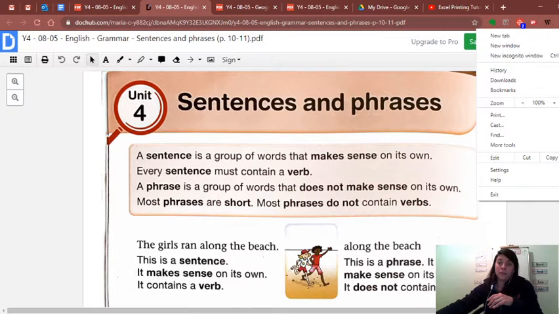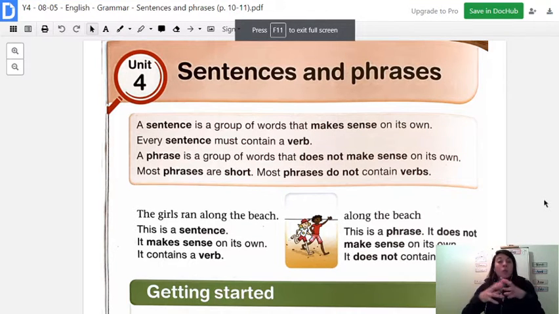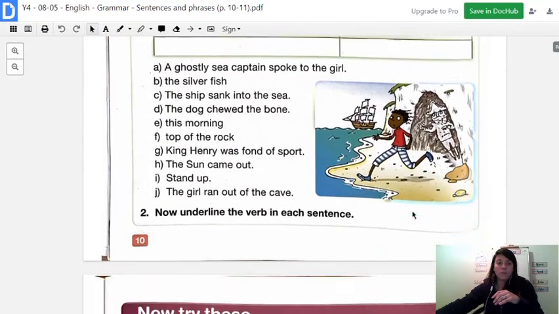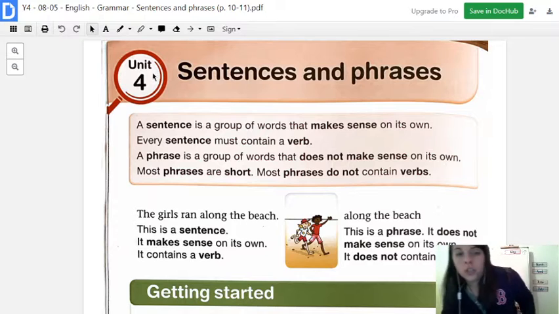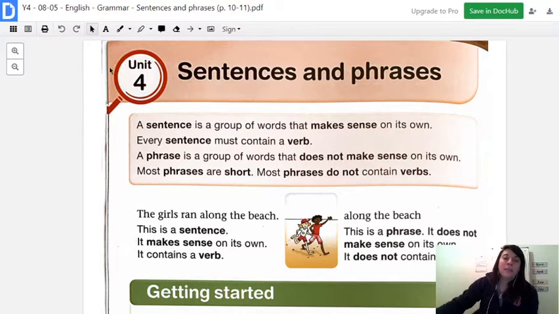worksheet that is scanned from our grammar book, okay? Now, this is, in case you have the book, page 10 of the grammar book. It's called Sentences and Phrases. And this is what we're going to study today. So, the first thing that we do is check the theory. The theory is what tells you what is what, okay? And a sentence is a group of words that makes sense on its own.